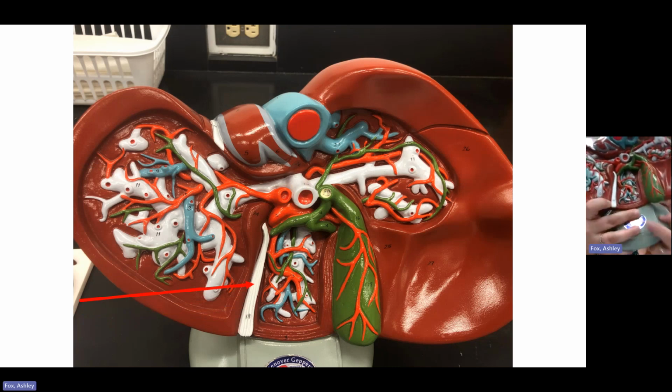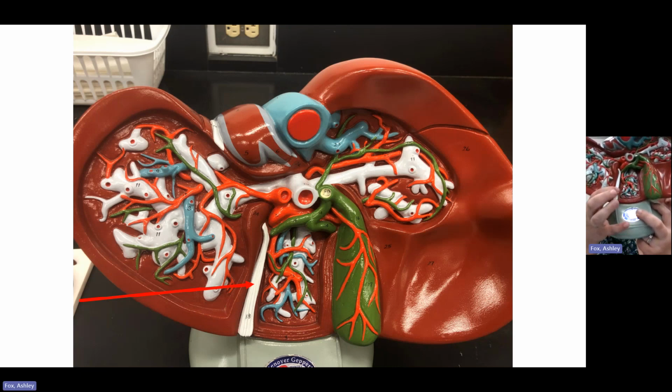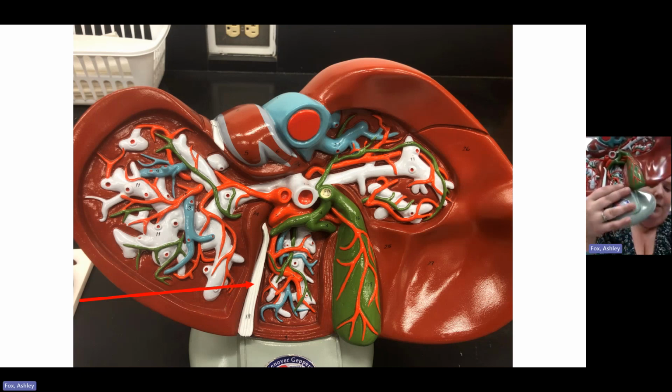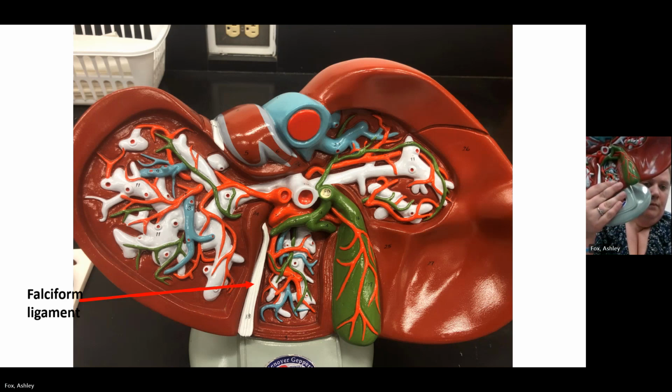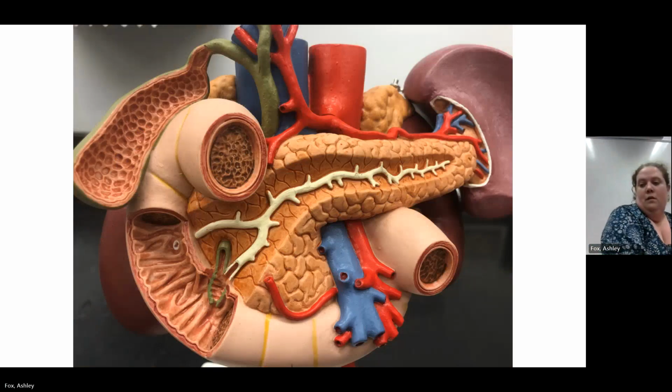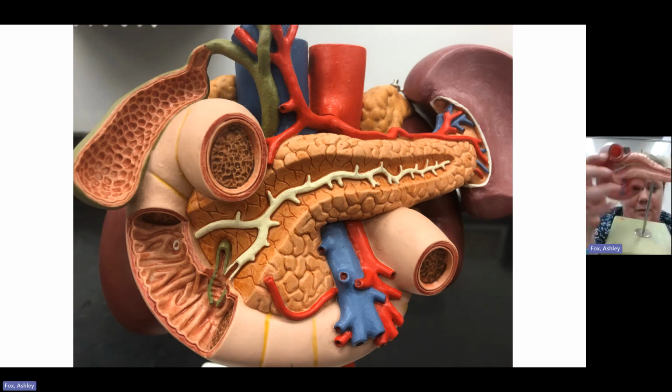Same thing that we saw, a big white line between the quadrate and the left lobe is going to be your falciform ligament. So I don't have that model next to me, but same thing.